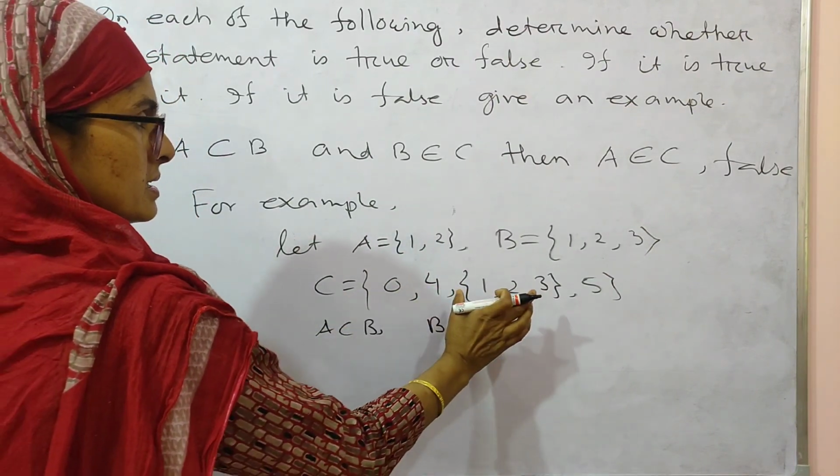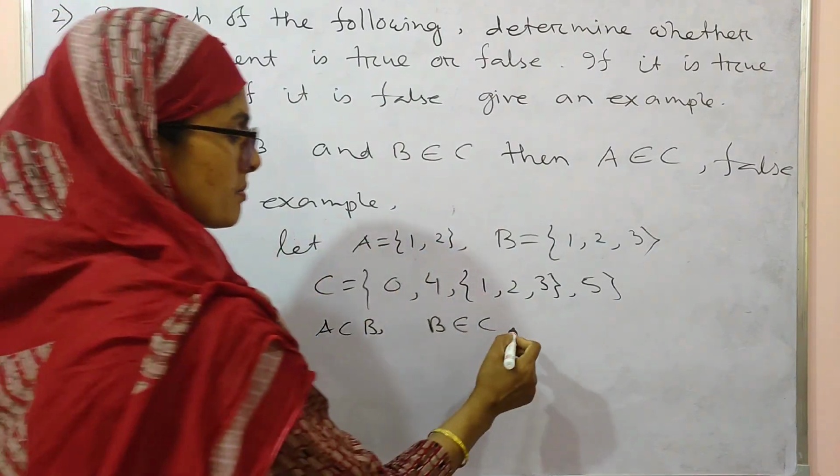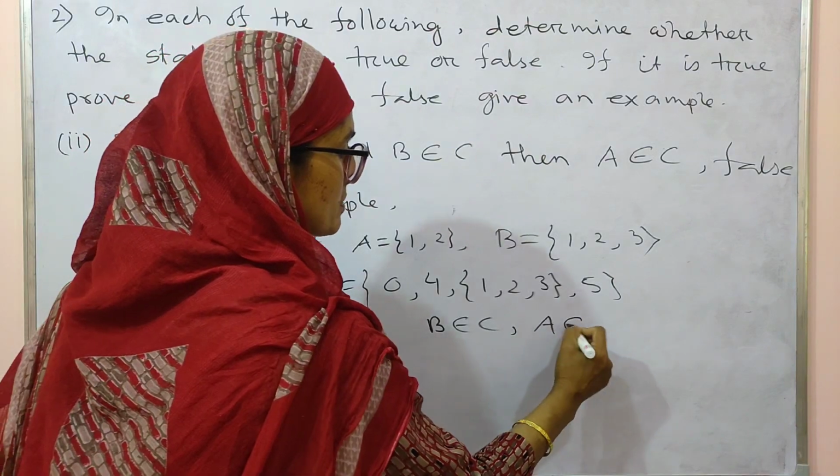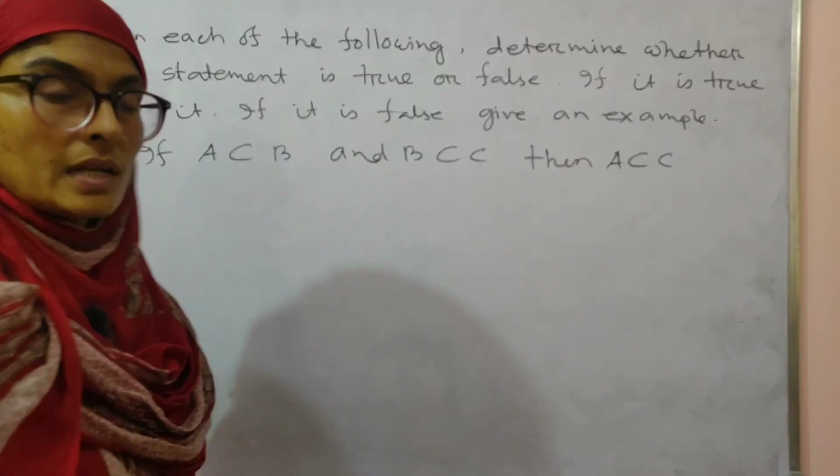But {1, 2} is not there, so A does not belong to C. So this is the example. This one is false.